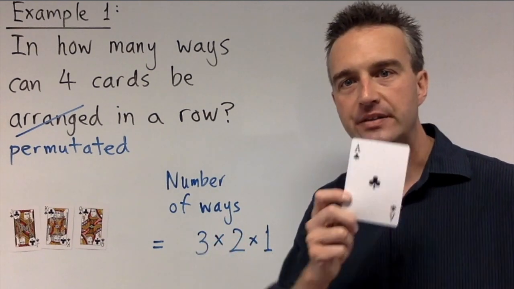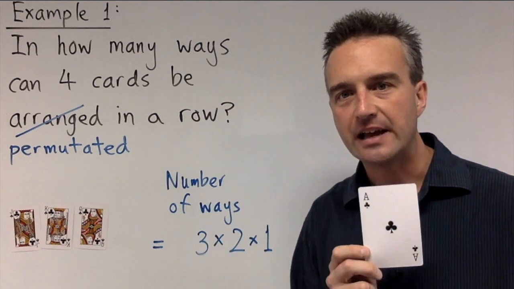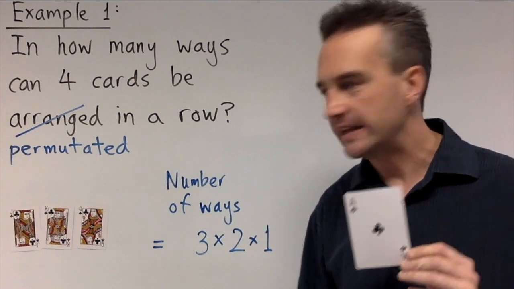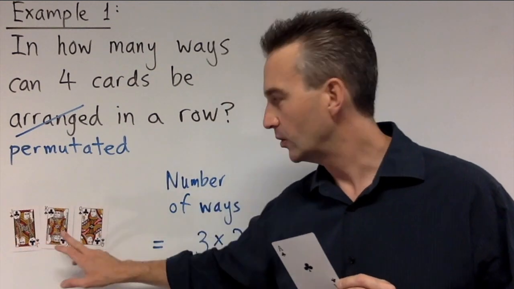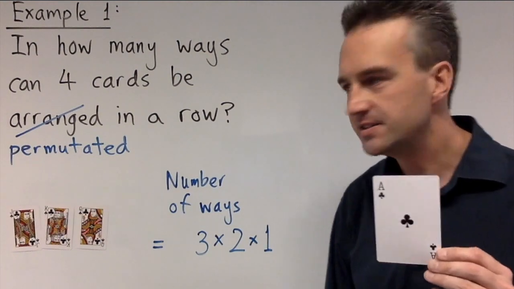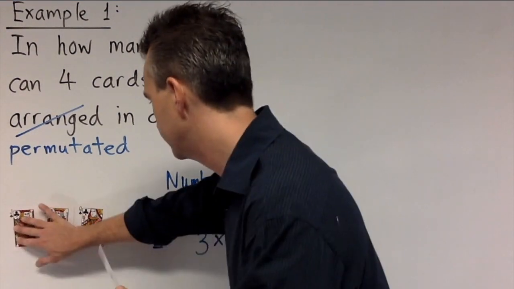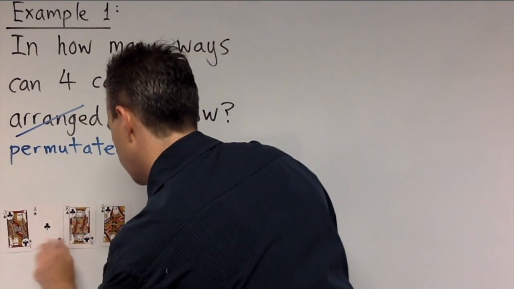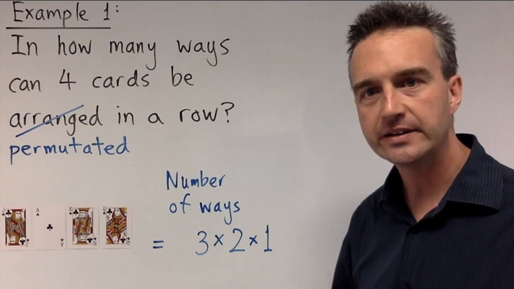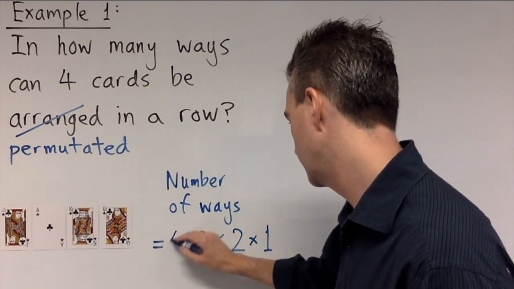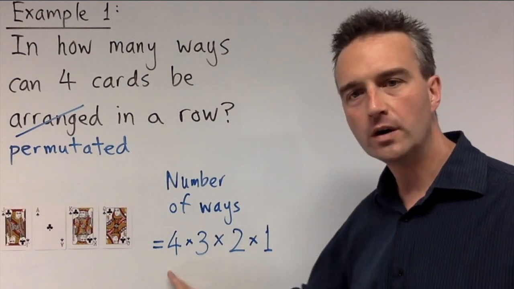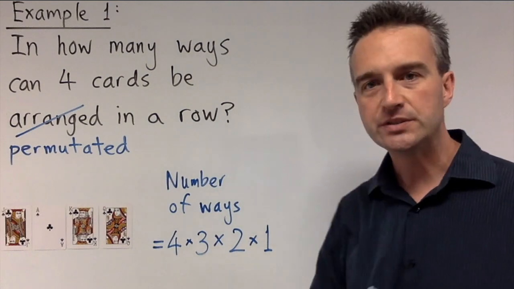And now along comes the Ace. How many choices does the Ace have as to where to stand in the row? The Ace has 4 choices. The Ace could stand here, or here, or here, or here. 4 permutations when we add the Ace. Let's say the Ace stands over here. So adding the Ace's permutations of 4 to our calculation, we get a multiplication of 4 as well. And this is what we get. 4 times 3 times 2 times 1, which is 24.